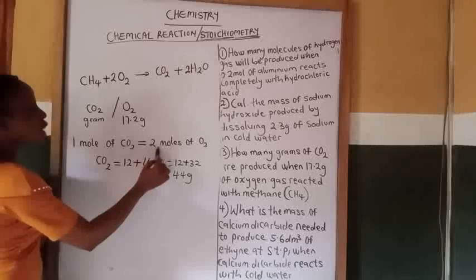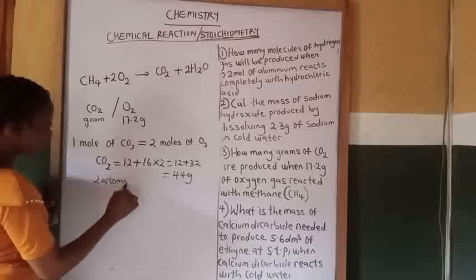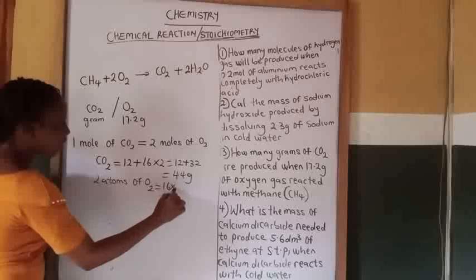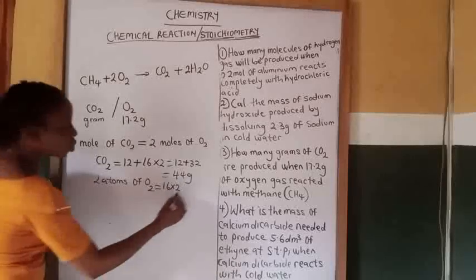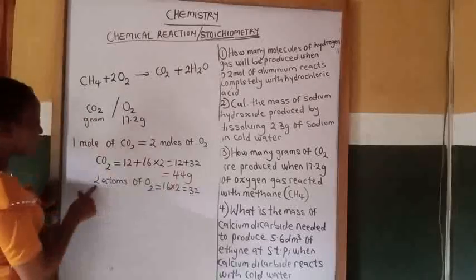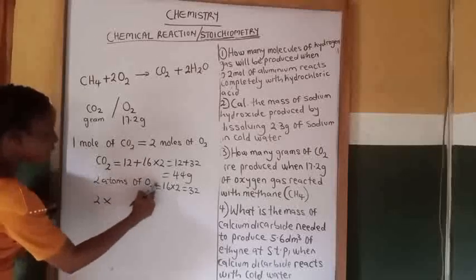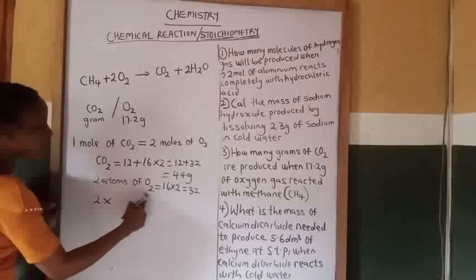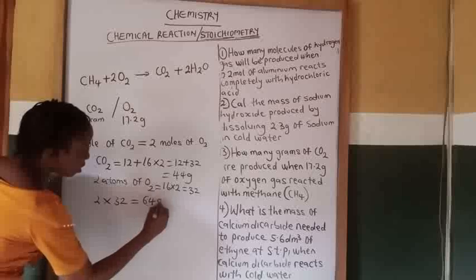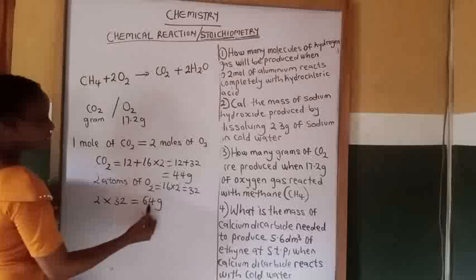Then we also have 2 atoms of oxygen. Then oxygen is 16 times 2, that is what? 32. Then we have 2 atoms. So we multiply this 32 by 2. Since we have 2 atoms, so it will now be 2 times the molar mass of what? Of oxygen gas, which is now 2 times 32, which is equal to 64 grams. So 2 moles of what? 2 moles of oxygen gas is 64 grams.